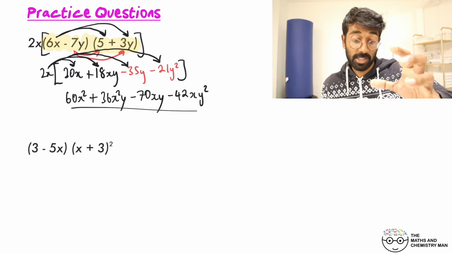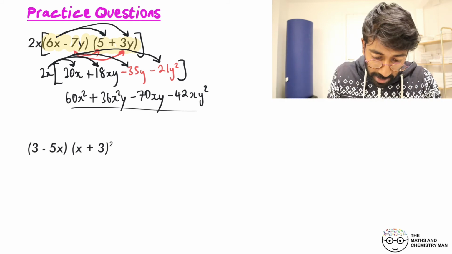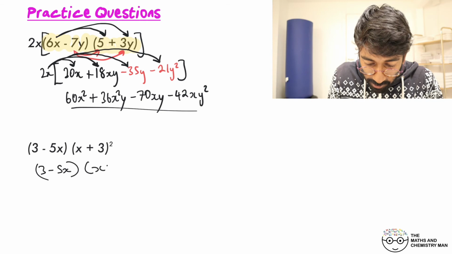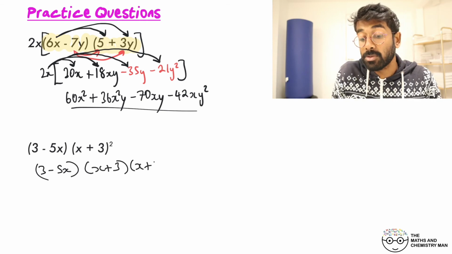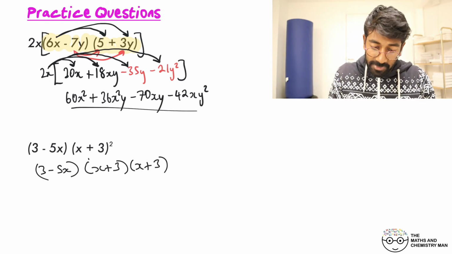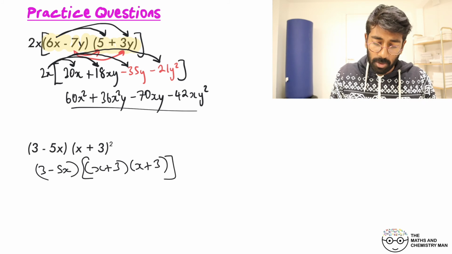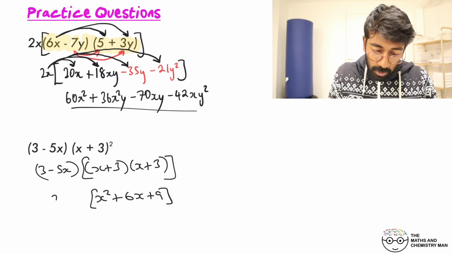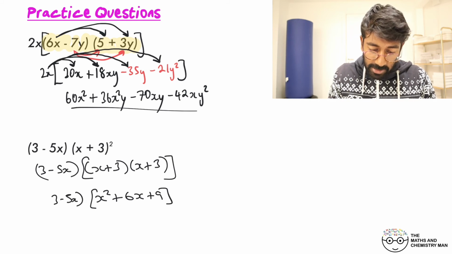So where you've got the bracket squared, what we should do is times the bracket twice, right? So this is actually 3 minus 5x, and then x plus 3 and x plus 3. Let's expand out these two bits here. So hopefully you can do that real quick, right? That there is just going to be x squared plus 6x plus 9. And then we've still got the 3 minus 5x on the outside.